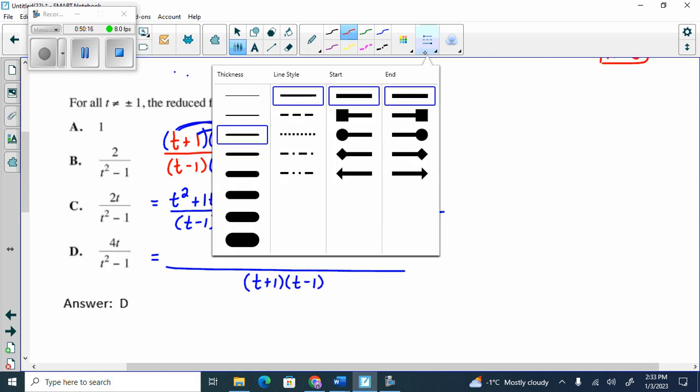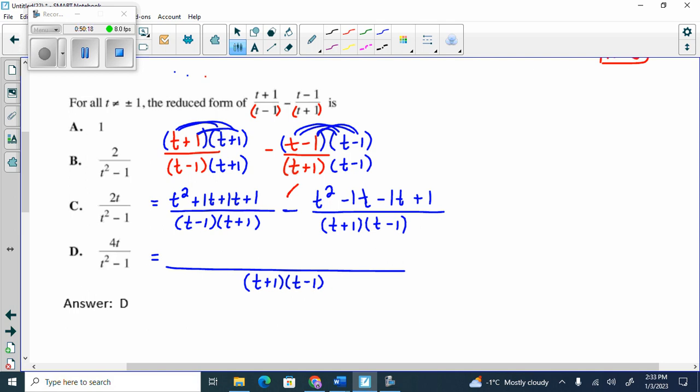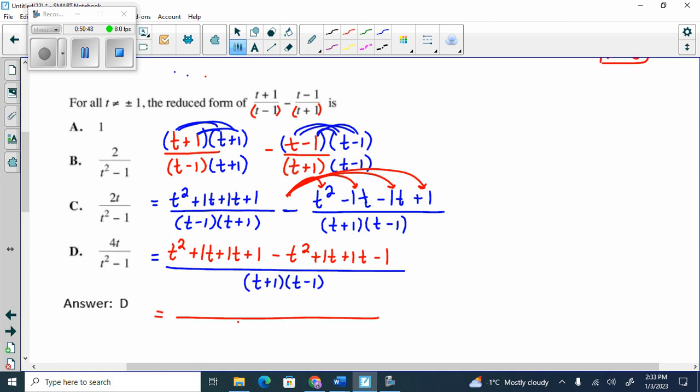Now remember, the subtraction sign has to subtract every term behind it. So watch yourself. So this is going to stay the same: t squared plus 1t plus 1t plus 1, minus t squared, minus a minus 1t, so plus 1t, minus a minus 1t, so plus 1t, and then minus a positive 1, so minus 1. Then I can collect like terms in the numerator, all over one denominator.